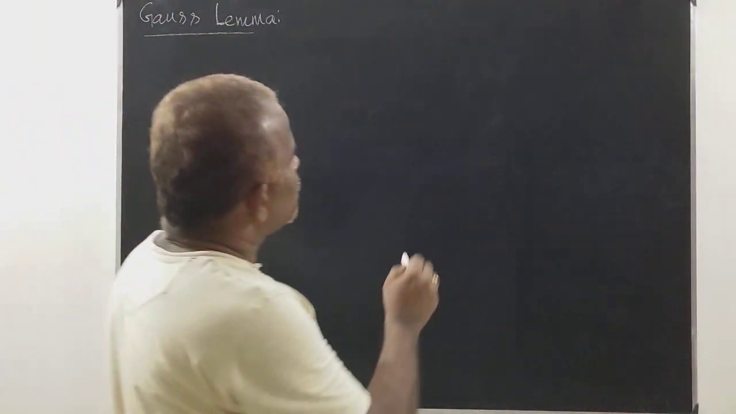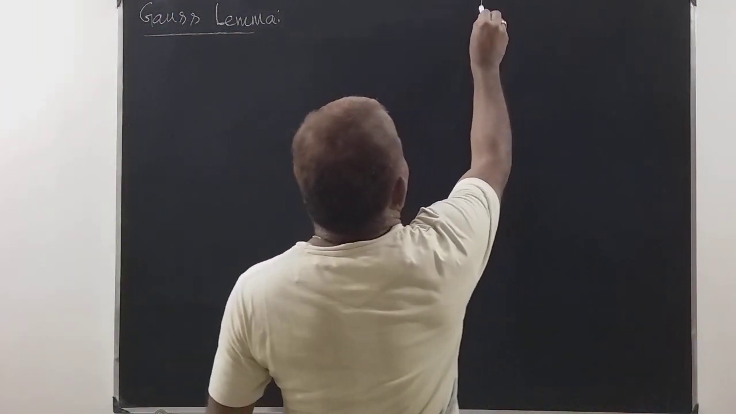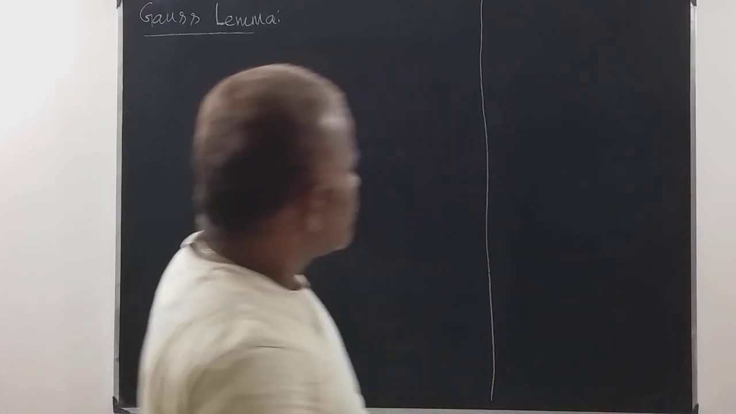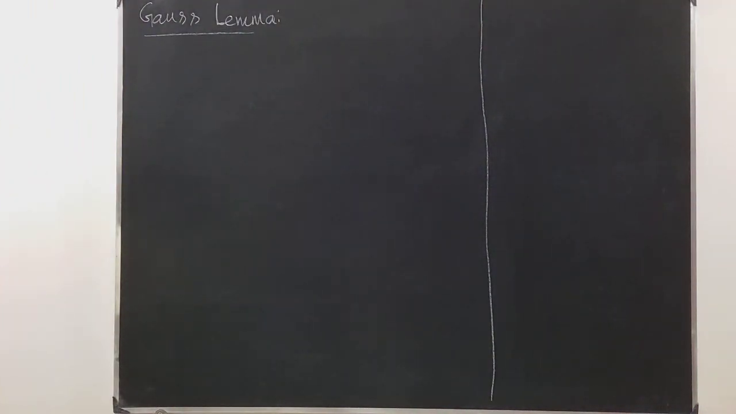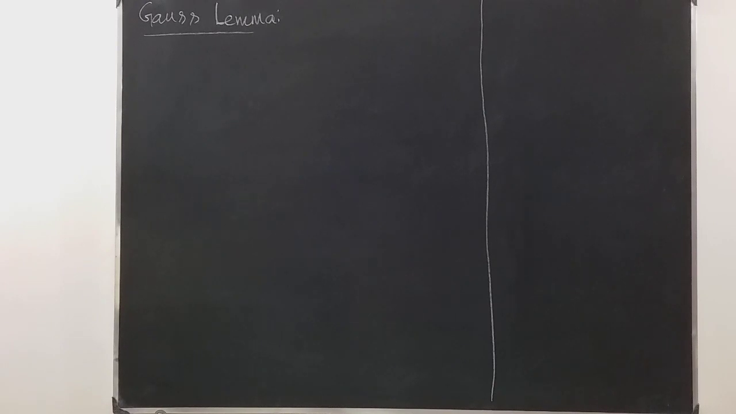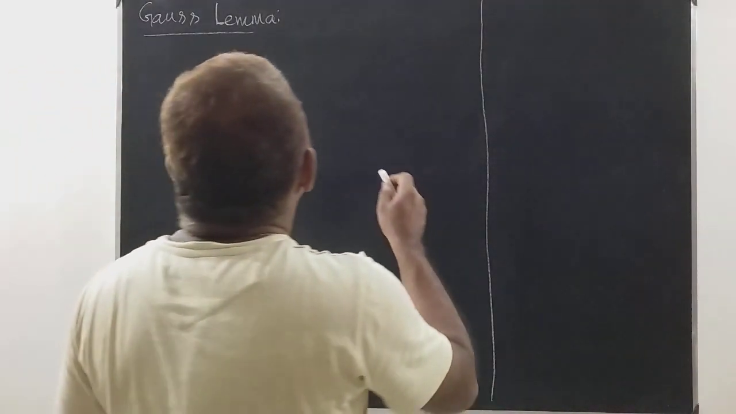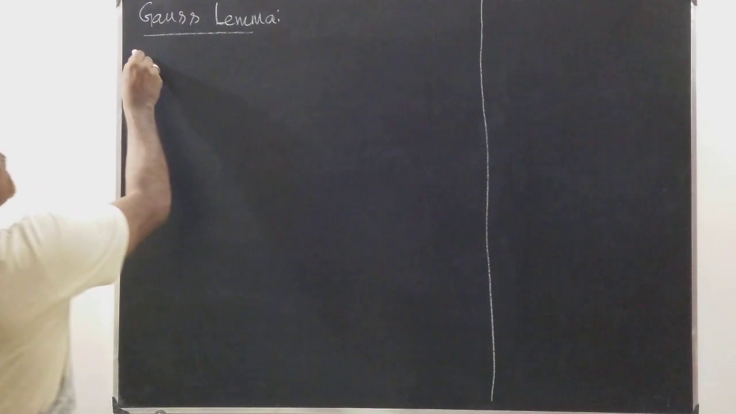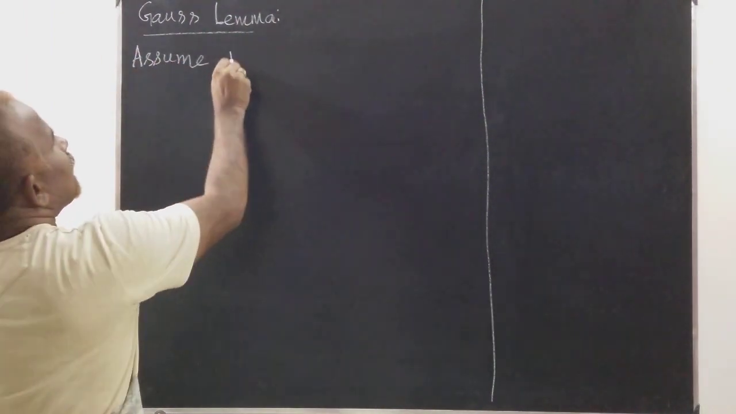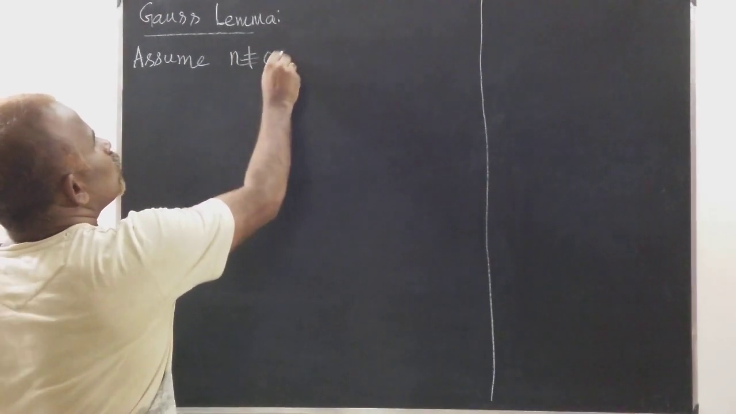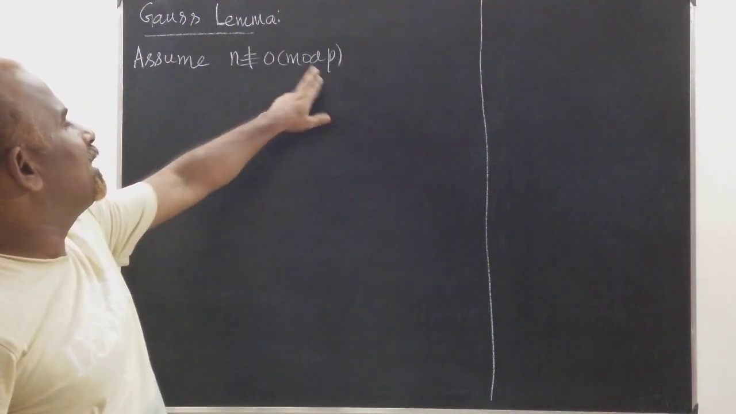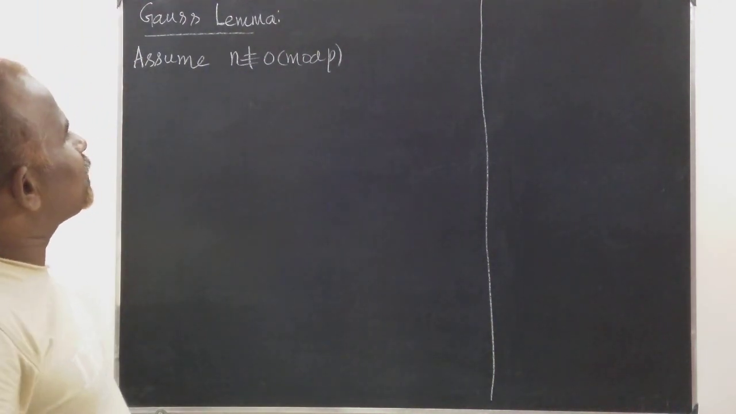Okay. So I am going to prove this by using an example. Then only it will be easy to understand the lemma. Here the statement is: assume n is not congruent to 0 mod p. That means p does not divide n.